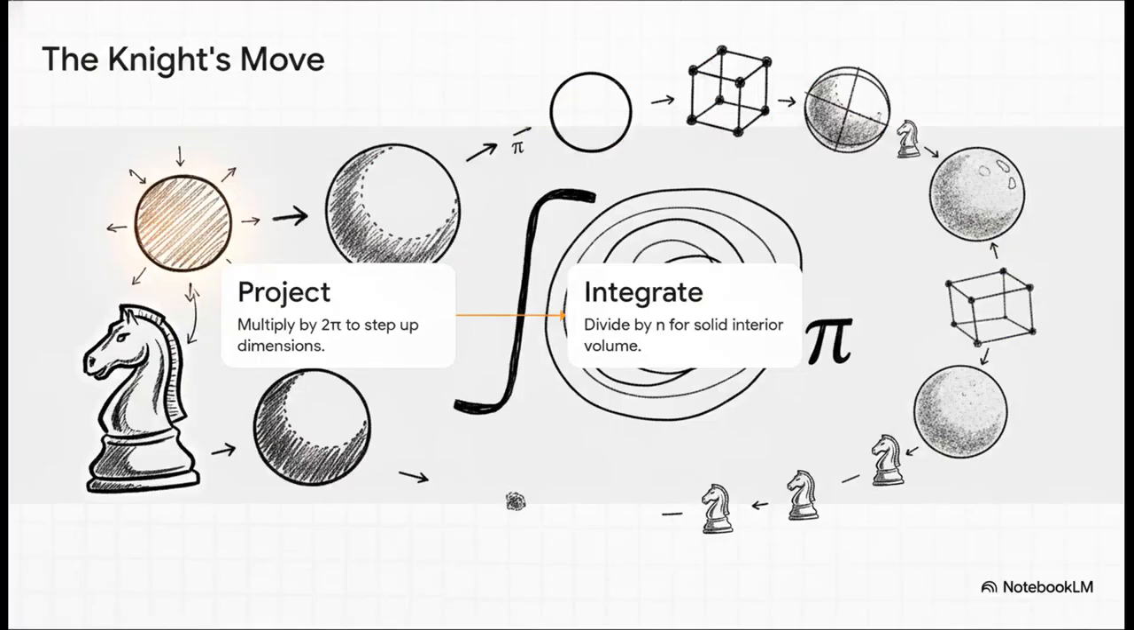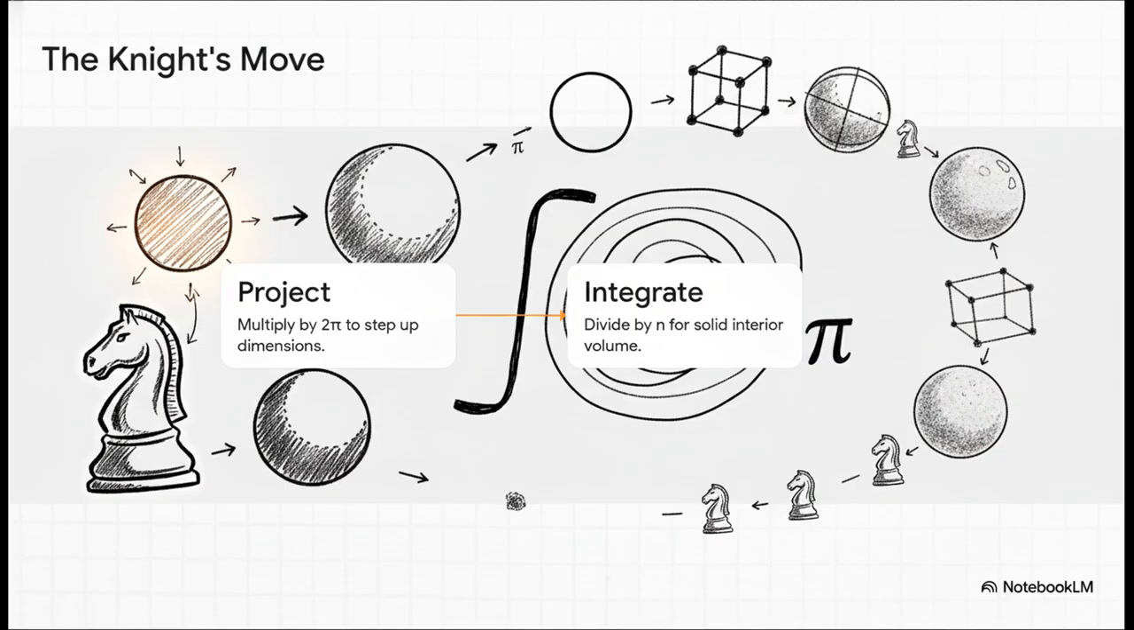So, the crucial point is, how do we even begin to measure shapes in spaces we literally cannot visualize? Well, mathematicians use something affectionately called the dimensional Knight's move. It's this really elegant, recursive, hopscotching formula that actually derives from the ancient Greek mathematician Archimedes. To find the volume of a sphere in a higher dimension, you don't start from scratch.